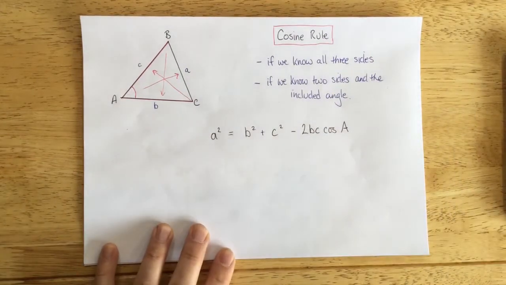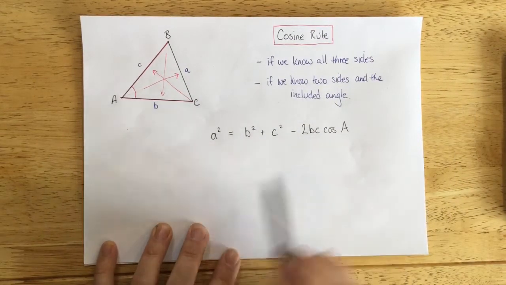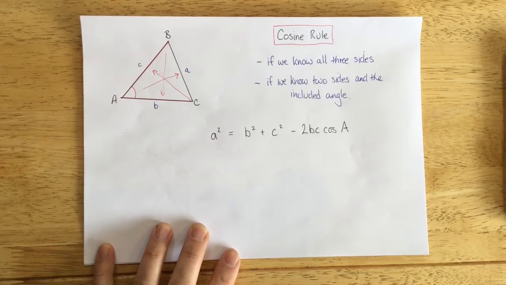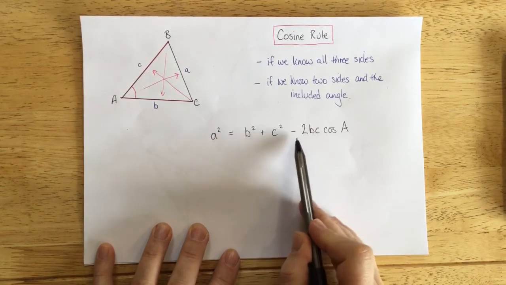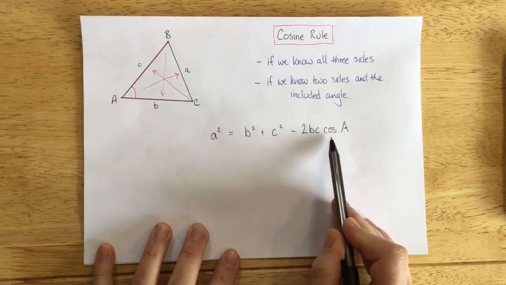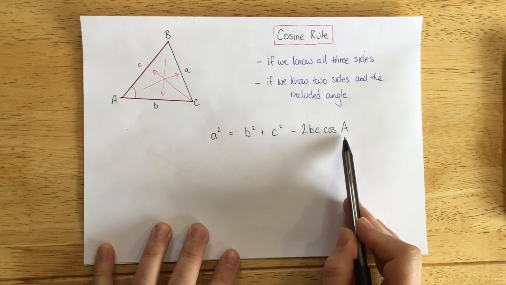Now, what is the cosine rule? Well, the cosine rule is this. It looks a wee bit like Pythagoras' theorem, so it's derived from that, but a squared equals b squared plus c squared minus 2bc cosine angle A. This is why it's the cosine rule.